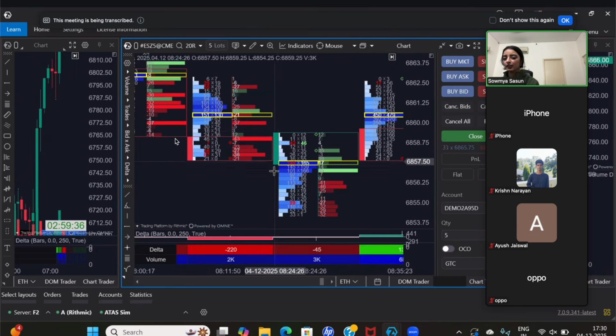This is a green candle, right? What is the delta? Right below it, minus 45. What does that mean?